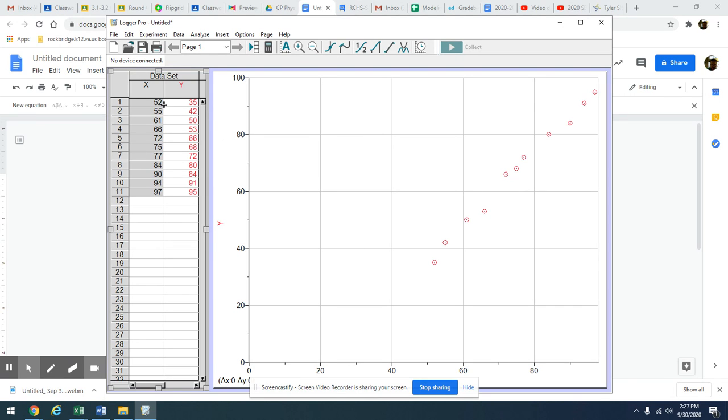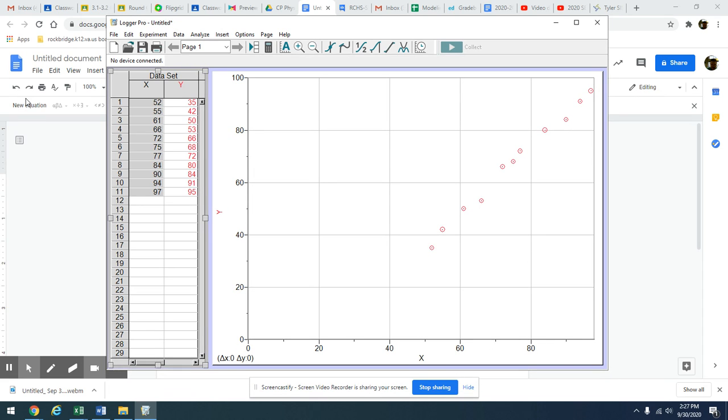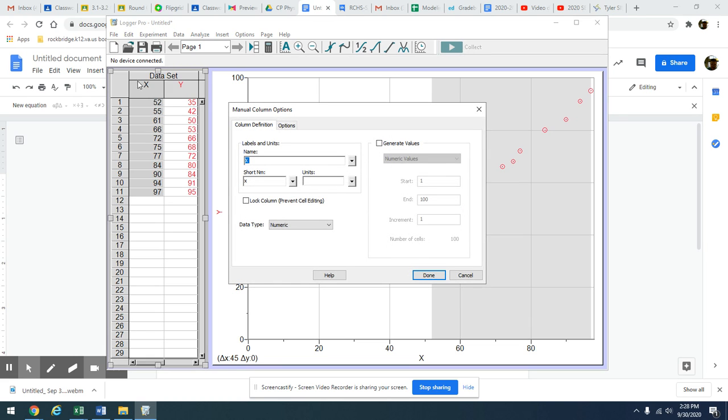All right, so I went in and I typed in the data here, but there's a lot more stuff that we need to do with this graph before it's up to scratch and ready for prime time. So first thing is I got X and Y here. That's no good. I need the right stuff. So I'm going to just double click on that X there.